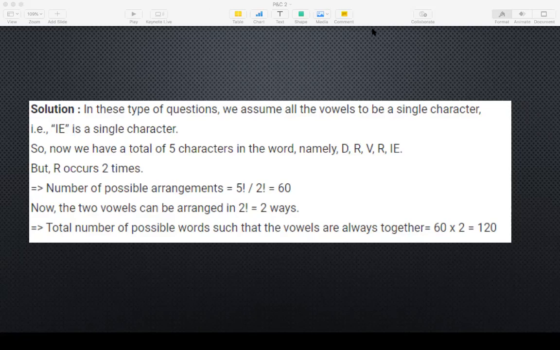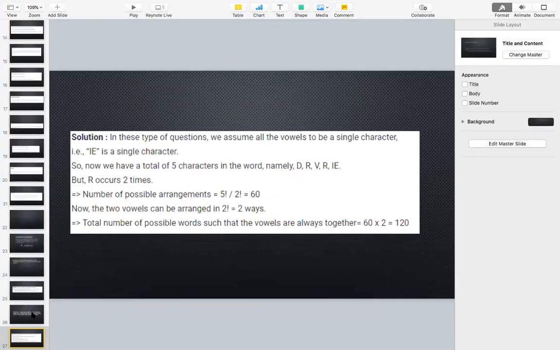Now is this clear? Shubham? Okay. So we'll try to solve 1 or 2 questions more so that you'll be able to understand it. Shubham.